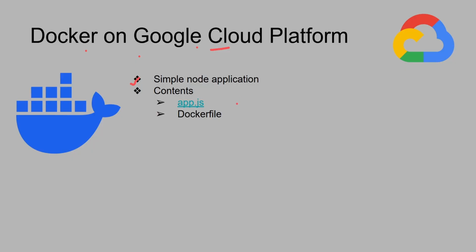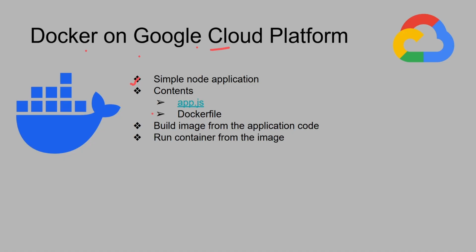Next, we'll build an image from this application code and then run a container based on our newly created image. And finally, we will create different versions of the application's container and run them simultaneously.